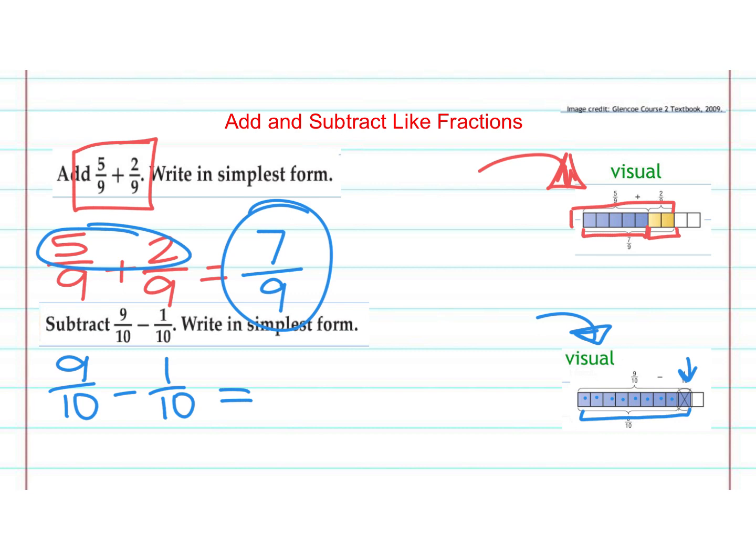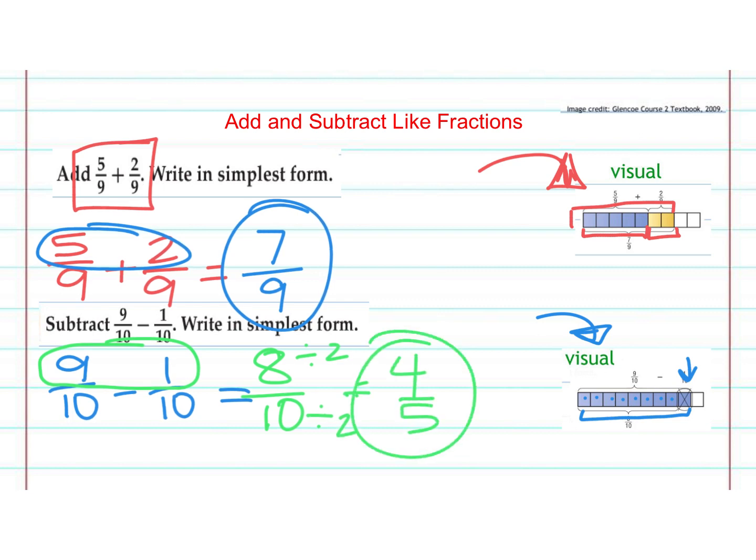Same thing here though. If we already have common denominators, we subtract our numerators this time. 9 minus 1 is 8. Keep the denominator the same, and then we simplify. I know that 8 and 10 can both be divided by 2. So in simplest form, it would be 4/5.